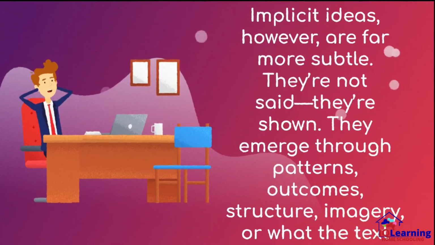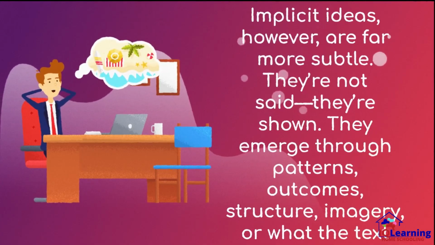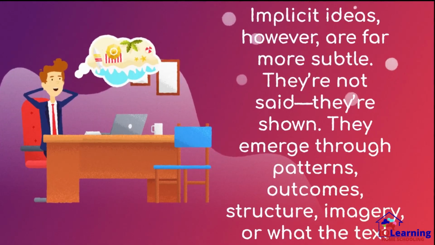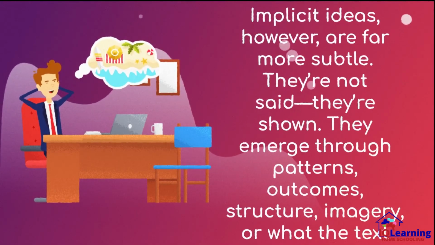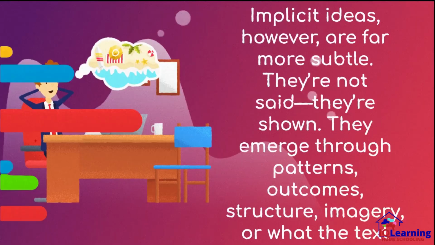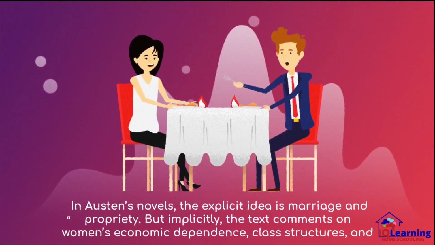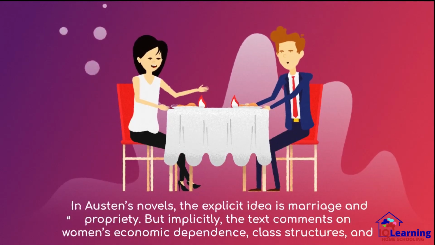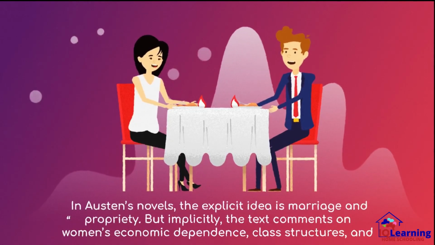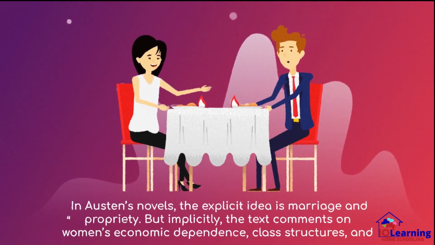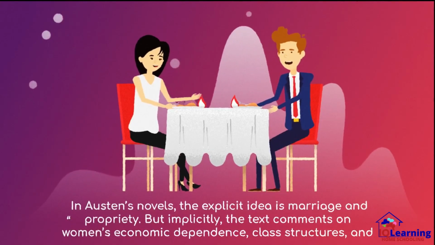Implicit ideas, however, are far more subtle. They're not said, they're shown. They emerge through patterns, outcomes, structure, imagery, or what the text treats as normal or natural. In Austen's novels, the explicit idea is marriage and propriety. But implicitly, the text comments on women's economic dependence, class structures, and the limited choices available to them. This is the layer where deeper analysis happens.